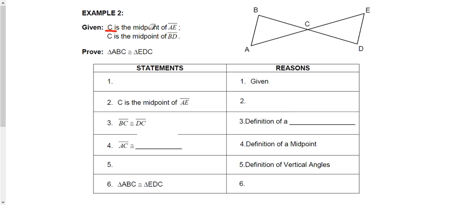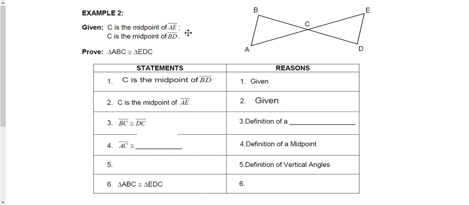So we look at our next example. The first given statement is, I think they put these out of order. They put the second one first, which is C is the midpoint of BD. Again, that's given information. Now I'm going to put in the other one: C is the midpoint of AE. That's given also. So what do we do with this first one?